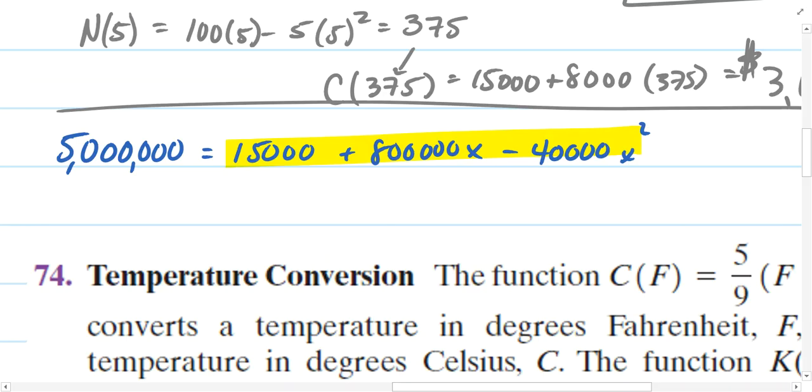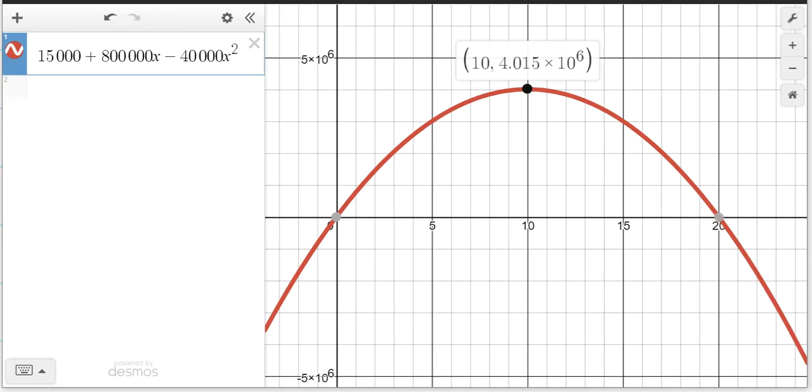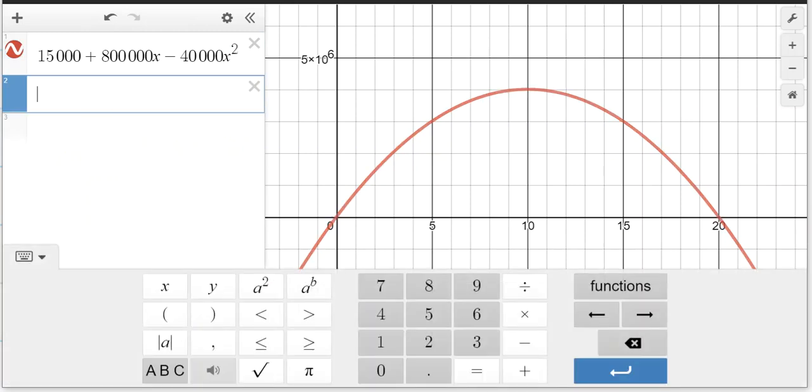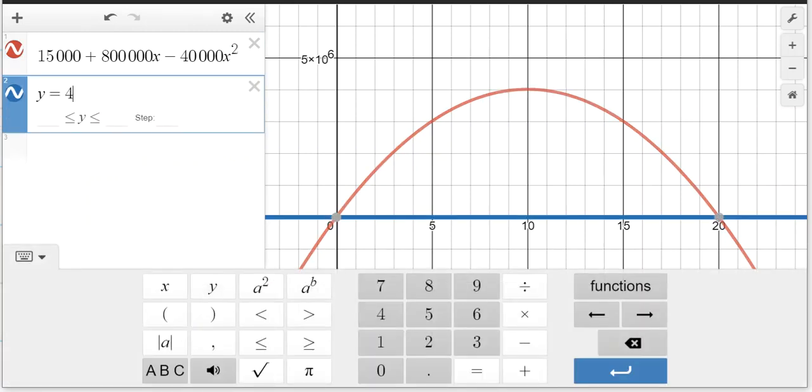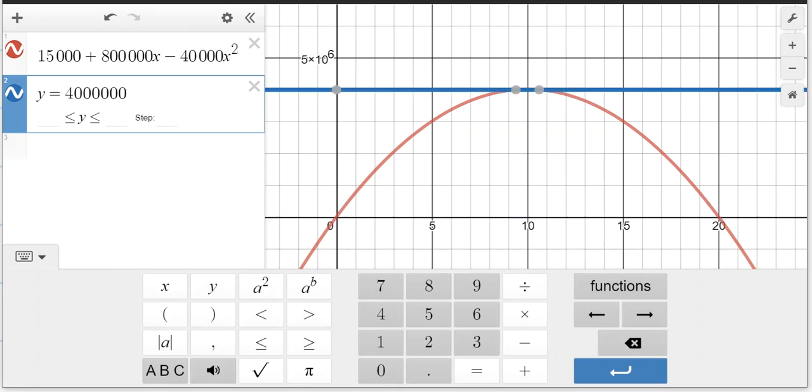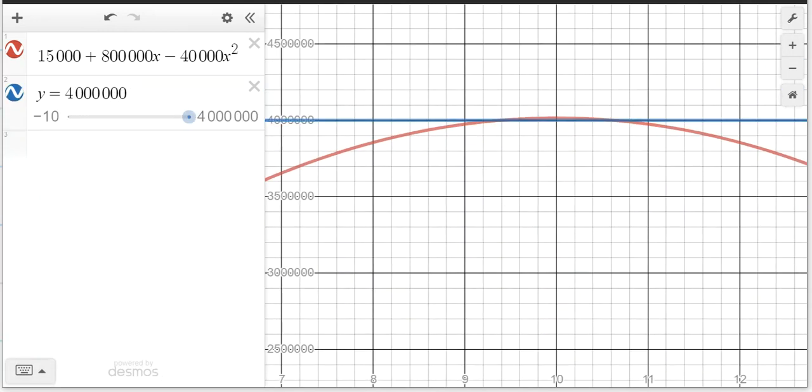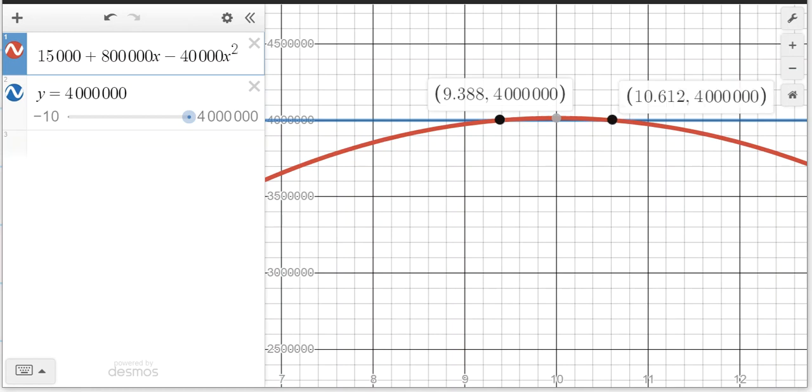So let me just change the problem, and if we had $4 million, they've got $4 million to operate. Well, when does that happen? That's an easy thing to solve. If we graph the equation y equals 4 million, we see the points of intersection occur here at 9.4 hours and again at 10.6. We would throw out this answer as extraneous because we can't operate for more than 10 hours.